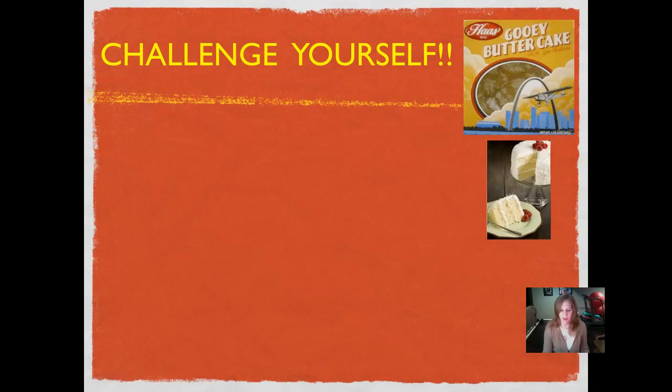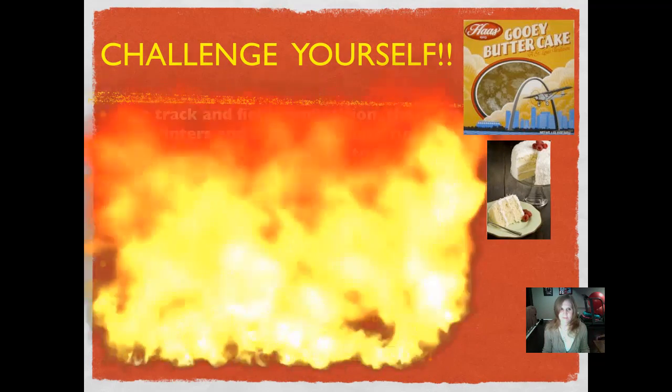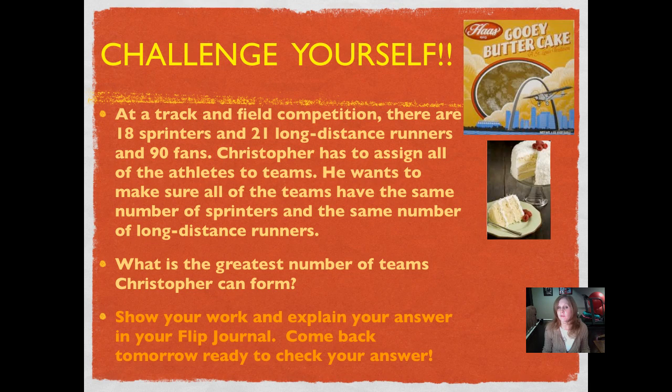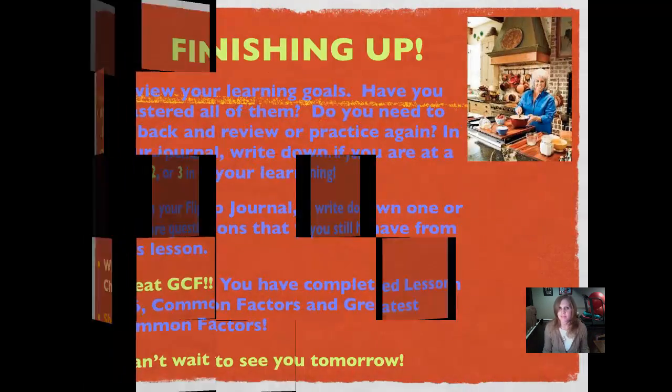It's time to challenge yourself. At a track and field competition, there are 18 sprinters and 21 long-distance runners and 90 fans. Christopher has to assign all of the athletes to teams. He wants to make sure all of the teams have the same number of sprinters and the same number of long-distance runners. What is the greatest number of teams Christopher can form? So think about that. Show your work in your journal, and we'll come back and explain it tomorrow in class.